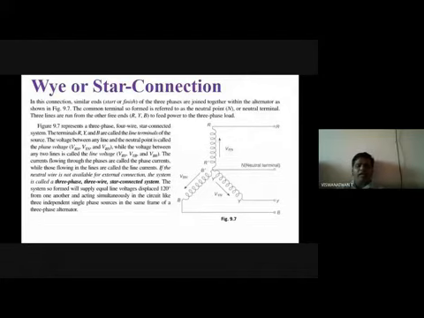Combining VRN and VYN forms VRY. Combining VYN and VBN forms VYB. And combining VBN and VRN forms VBR. They form separate line currents and phase currents. Here, the phase current and line current are the same.